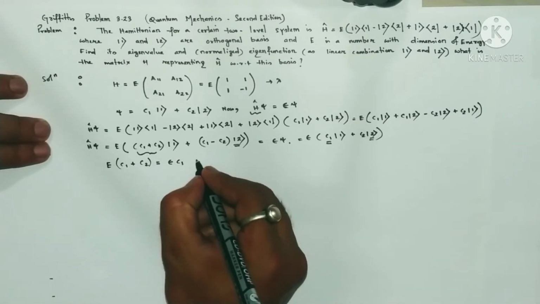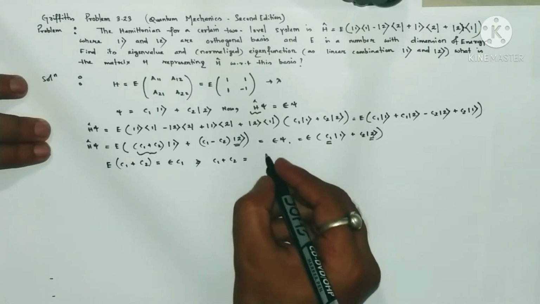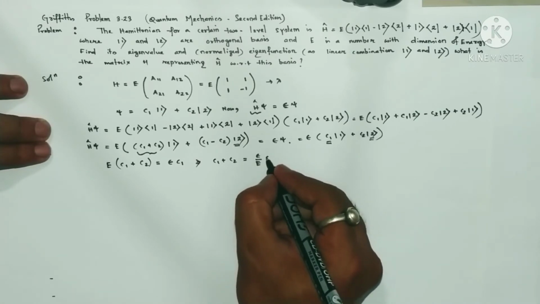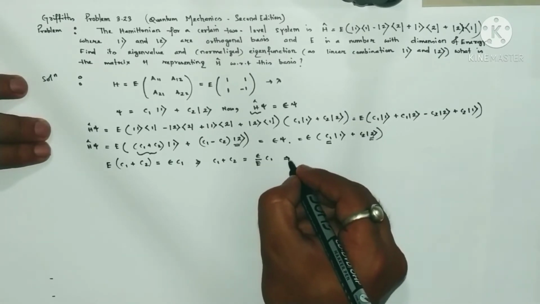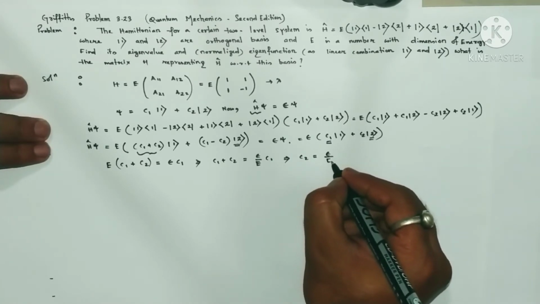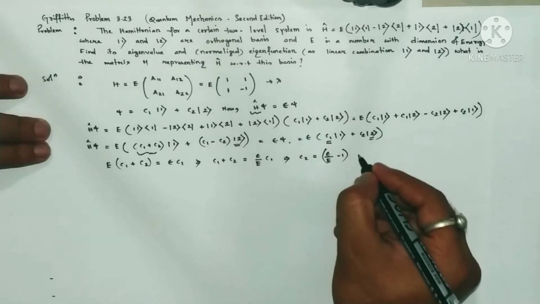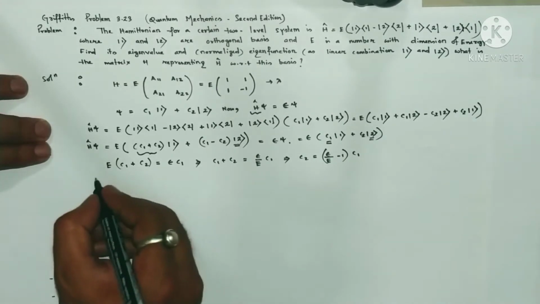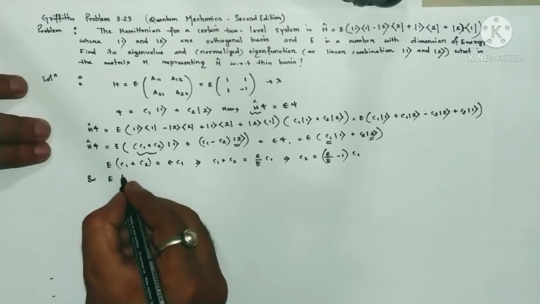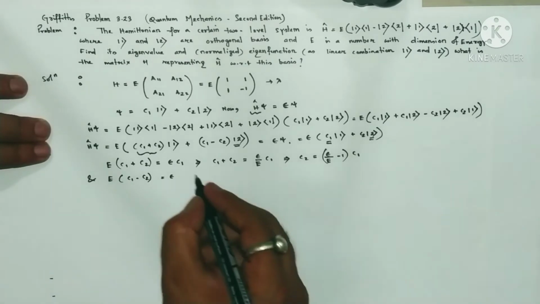So from there we can write C1 plus C2 will give you epsilon by capital E, that is the eigenvalue, C1, or C2 can be written as epsilon by E minus 1 C1, right? Similarly, with the other equation we have E, C1 minus C2 equal to epsilon C2.